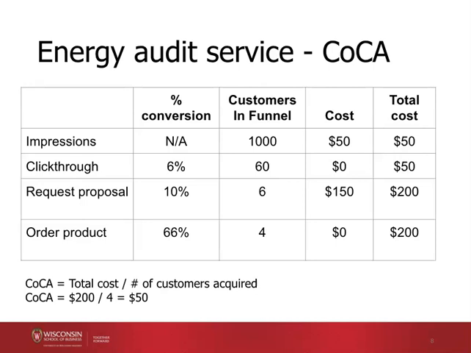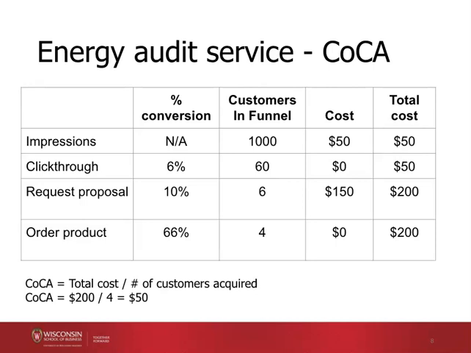Of them, only 6% will actually click through. So that brings our number of customers in the funnel down to 60. This doesn't cost us anything. This step just happens on its own. So our total cost is still $50. Of those 60, 10% of them request a proposal. So now we're down to 6. This, however, cost us money.